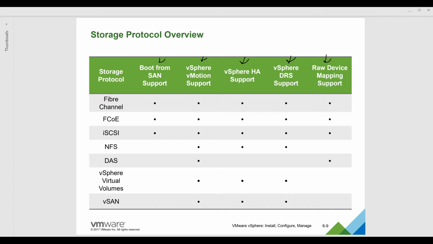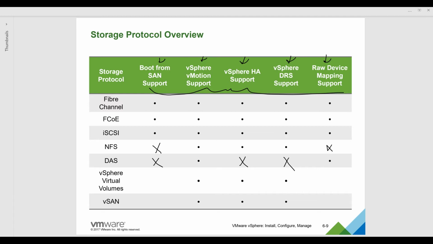There are only 3 protocols that support all 5 of these: Fiber Channel, Fiber Channel over Ethernet, and iSCSI. NFS only supports vMotion, high availability, vSphere DRS, and does not support raw device mapping. DAS does not have boot from SAN support. It has vMotion, but it does not have high availability or distributed resource scheduler, but it can do raw device mapping support.